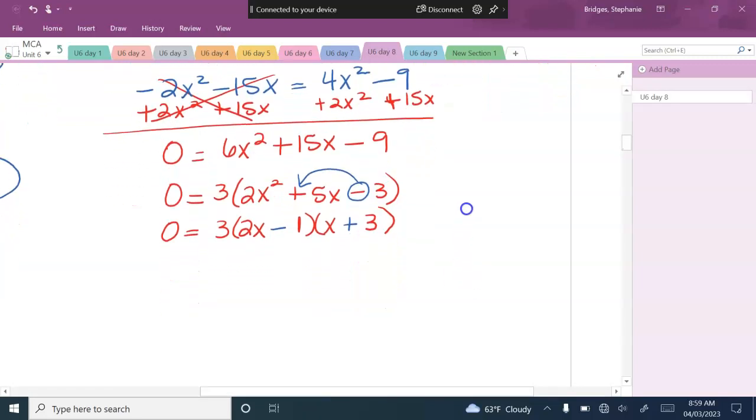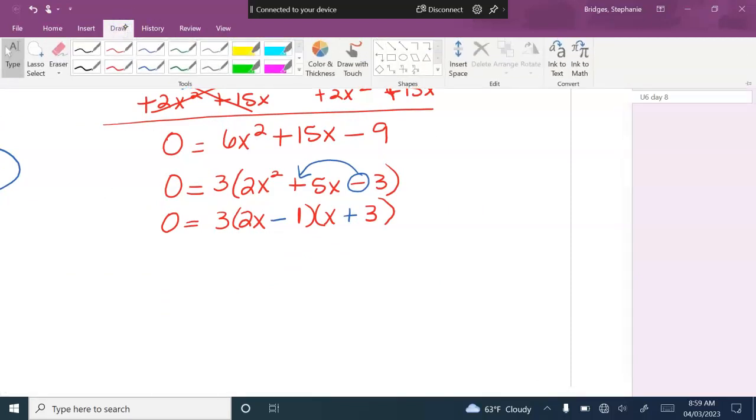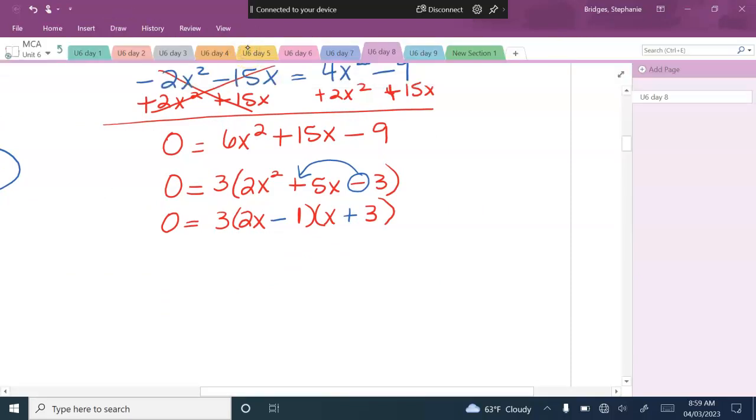Here's where some people get a little confused. If I'm looking at my numbers, I have 1, 2, 3 factors, 3 things that I am multiplying. So when we solve by factoring, you're going to take each one of those factors and set it equal to 0, and you're going to solve for x. So if you'll notice, I took that first factor, that 3, I set it equal to 0. I took the second one, 2x minus 1, and I set it equal to 0. And then I took the x plus 3 and set it equal to 0.